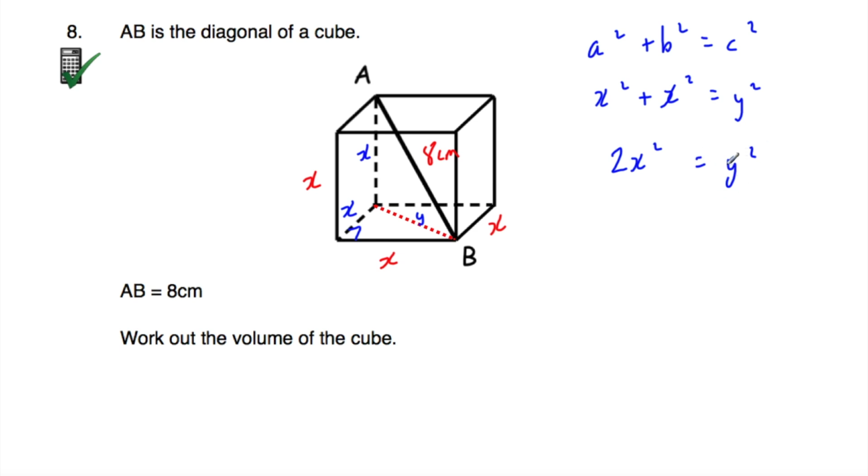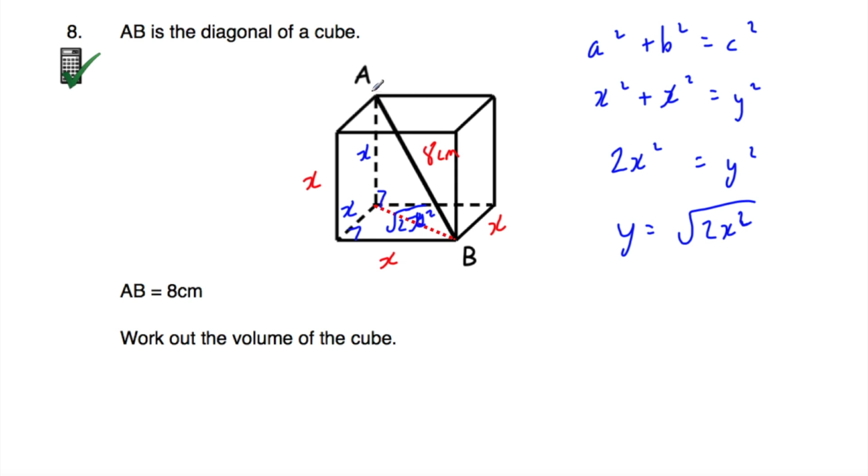And then if we want to find out what y is, we're going to square root. So y would be equal to the square root of 2x squared. So that means that this distance here, from here to here, would be the square root of 2x squared. I'm just going to get rid of that y and write the square root of 2x squared there. So that's the length of that diagonal.